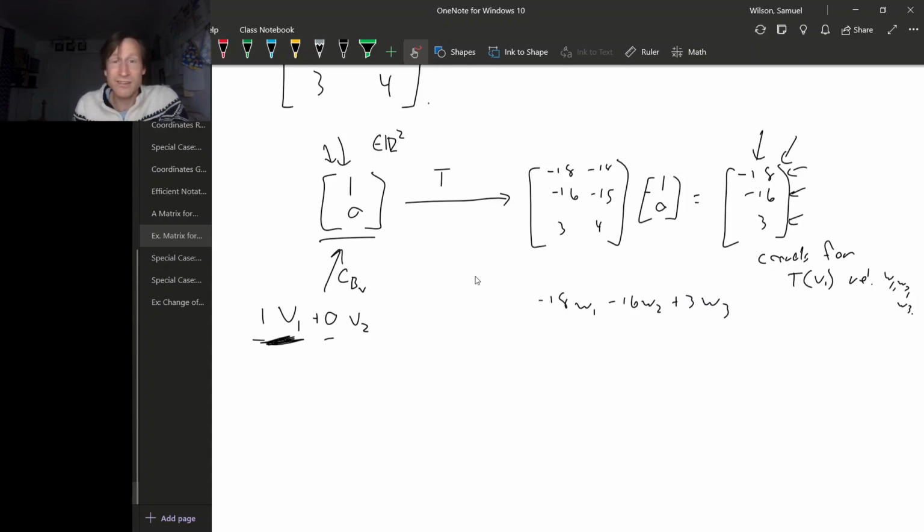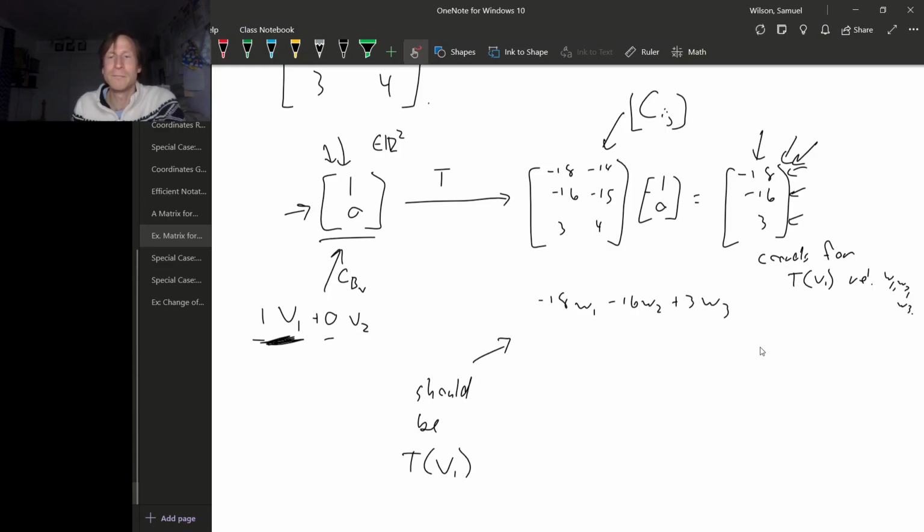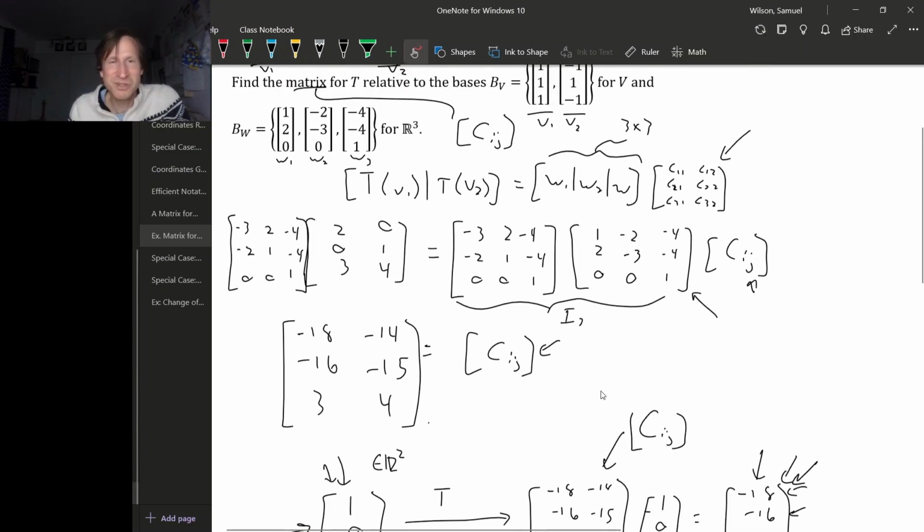And if this is right, so if this matrix really is the C matrix we were looking for, then this linear combination should be T of V1, right? Because the coordinates for V1 should have been turned into the coordinates for T of V1. So if these are the coordinates for T of V1, then when we use them as coefficients for our basis, we should get T of V1. So let's actually compute this. The size of these numbers makes me a little nervous because it means I'm going to have to work with some large numbers, which is always unfortunate.